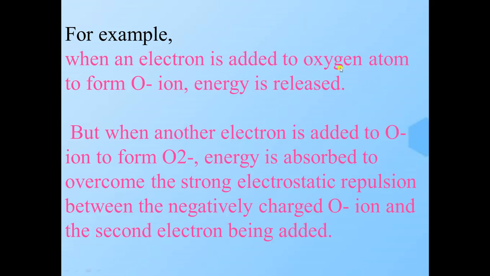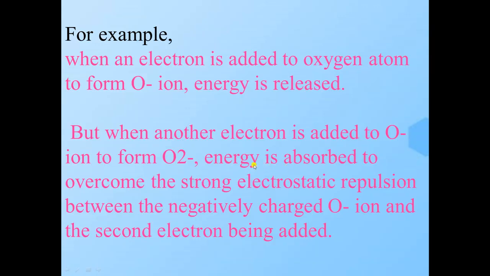When oxygen accepts one electron, it converts into an O negative ion, and energy is released. Now, when we add another electron to the O negative ion, there is already one extra electron in oxygen. So the force of attraction between the nucleus and the extra electron is weak, so it is not able to add the second electron easily. To add the second electron, we have to provide energy.